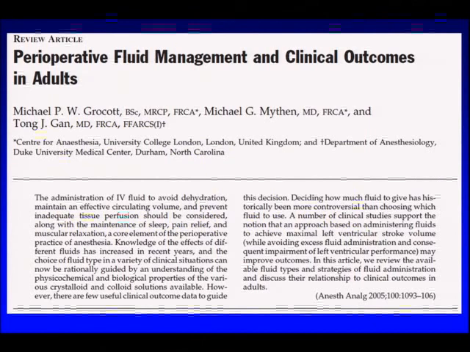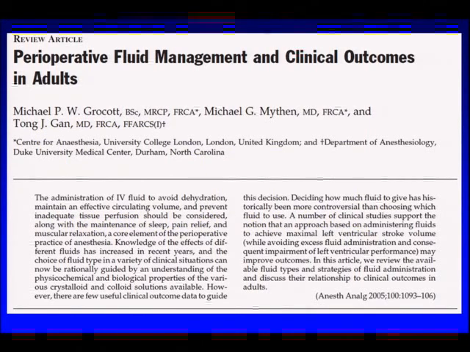A few years ago, we wrote a review, really trying to look at what the practice of fluid management is. And in fact, if you go around the country and around the world, most of our practices on fluid management have been historical. And in fact, there's been very little change over the last several decades in terms of fluid management.